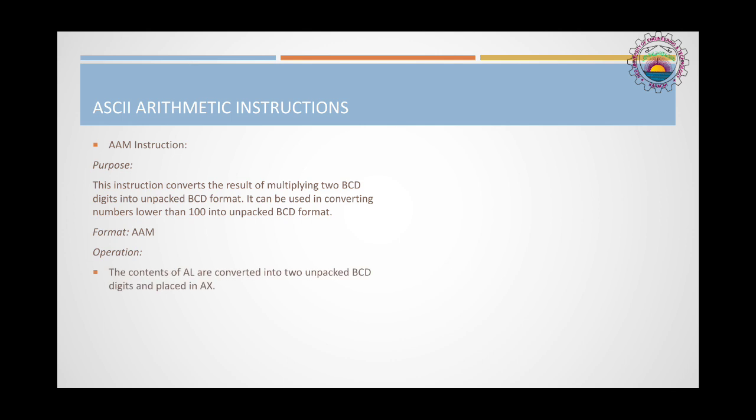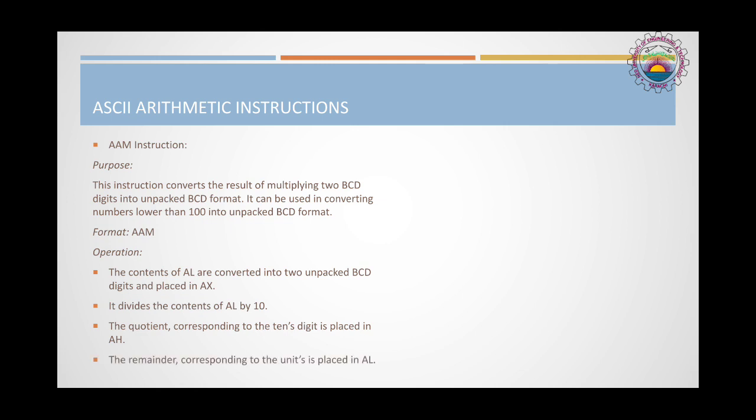What will be done during the operation of the AAM instruction? Contents of AL are converted into two unpacked BCD digits and those digits are placed in AX. So contents of AL are divided by 10 decimal or A hex, and the quotient will be moved into the AH register and the remainder of that division will be moved into the AL register. In the coming slides you have an example that will clear up that operation.